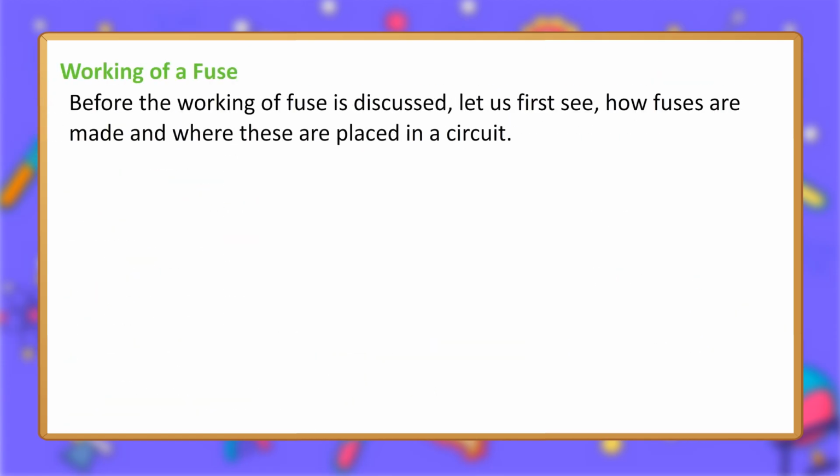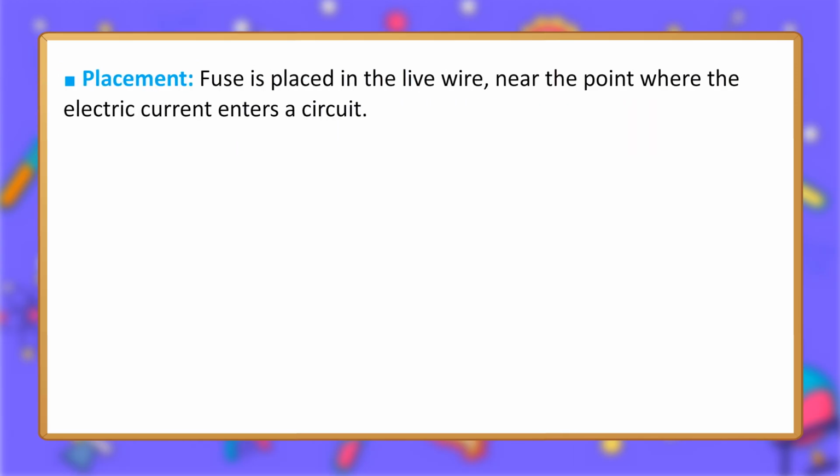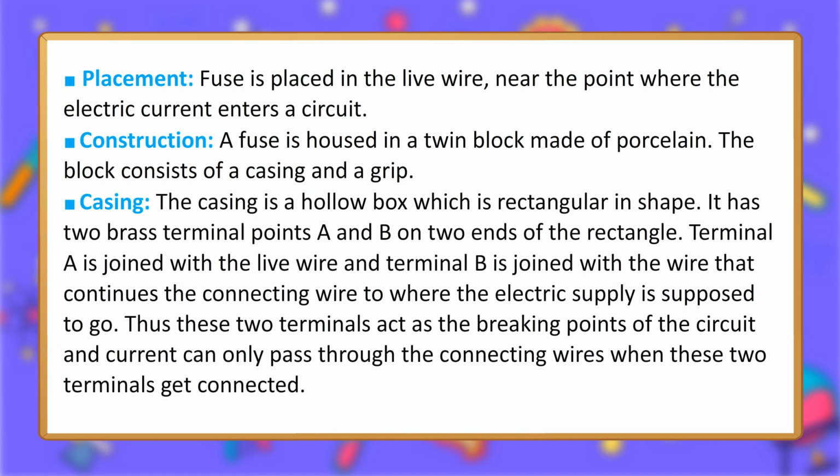Working of a fuse. Before the working of a fuse is discussed, let us first see how fuses are made and where these are placed in a circuit. Placement. A fuse is placed in the live wire, near the point where the electric current enters a circuit. Construction. A fuse is housed in a twin block made of porcelain. The block consists of a casing and a grip. Casing. The casing is a hollow box which is rectangular in shape. It has two brass terminal points, A and B, on two ends of the rectangle.